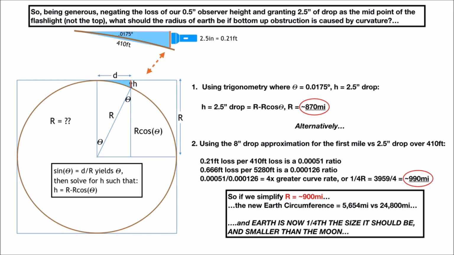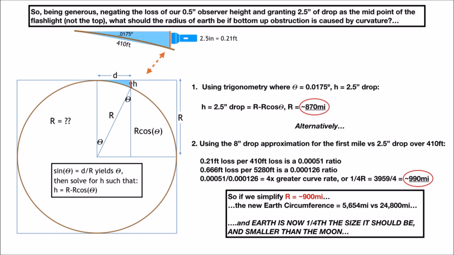You can use an alternative method using the 8-inch drop approximation for the first mile versus our 2.5-inch drop over our 410 feet. You can just analyze the ratios between the two, and you get something about 4 times greater curve rate because our obstruction is just too much. Or it's about 1/4 the R, basically. As an approximation again, you get something like 990 miles. You can average some of these methods together, and you can say that roughly we should be standing on a globe with a radius of about 900 miles. We're just going to use it as an approximation.